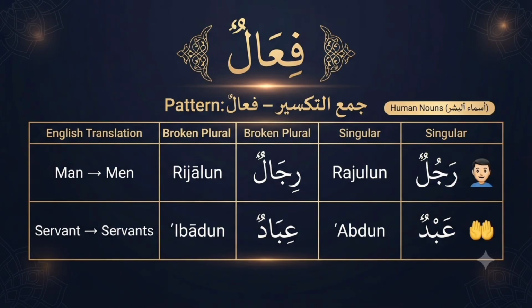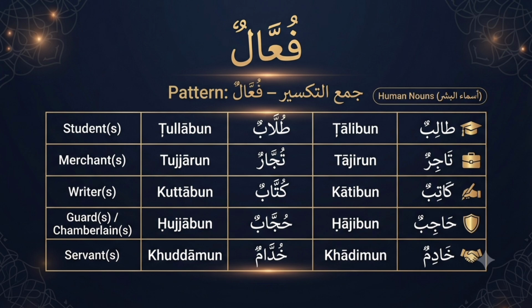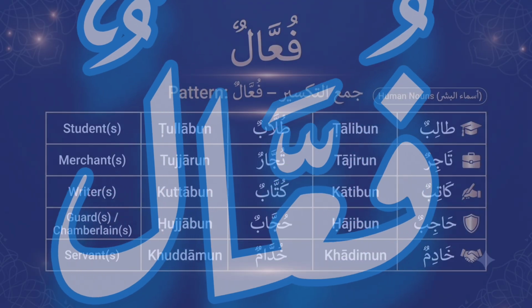رجل, رجال. A man. Its plural, men. عبد, عباد. Servant. Its plural, servants. The fourth pattern is فعال.